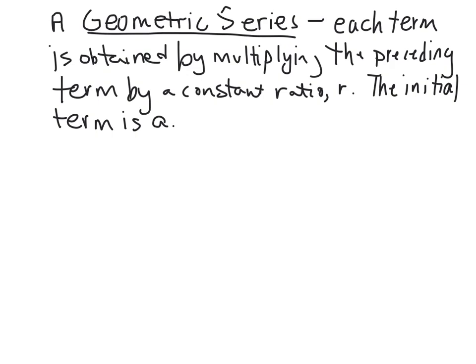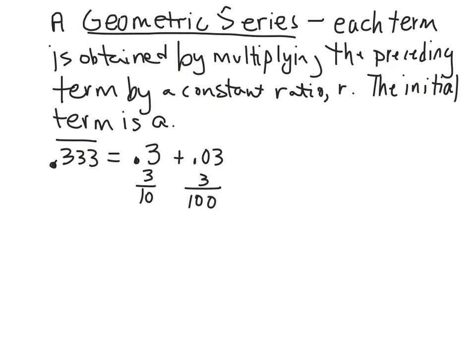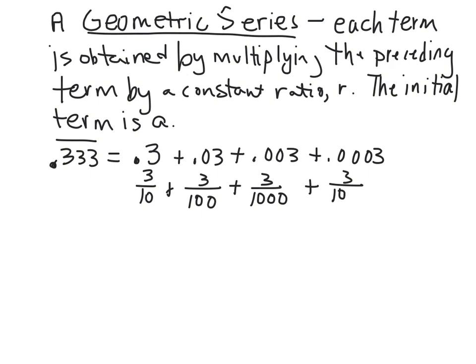So an example of a geometric series that you ought to be quite familiar with is your repeating decimal 0.33333, which can be represented as 3/10 plus 0.03, which is 3/100, plus 0.003, which is 3/1000, plus 0.0003, which is 3/10,000, plus ... The pattern continues.